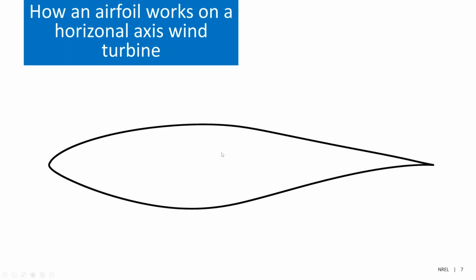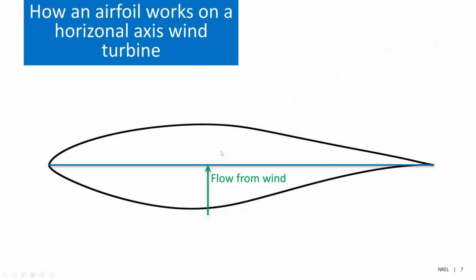Now we're going to use the same conventions that we did before. This is the chord line, but now we're going to put in the wind. The way I've drawn it here, the flow from the wind is 90 degrees to the chord line, because we typically run our wind turbines at a pitch angle of about 0 degrees. A pitch angle of 0 degrees means that the chord line at your reference location is perpendicular to the flow from the wind when there's no wind turbine yaw, when the turbine is pointed directly into the wind.